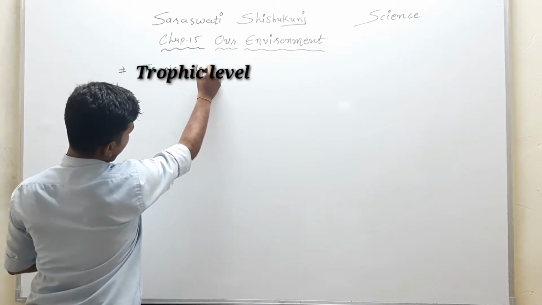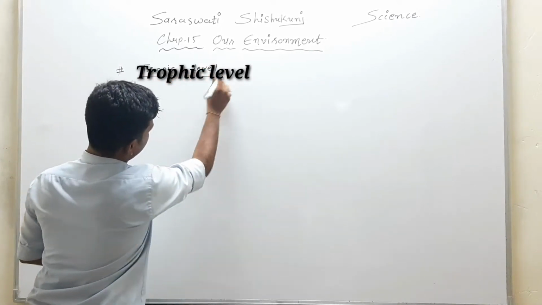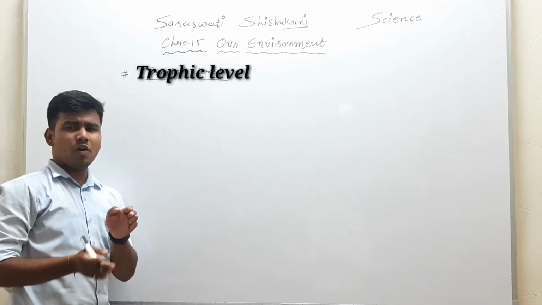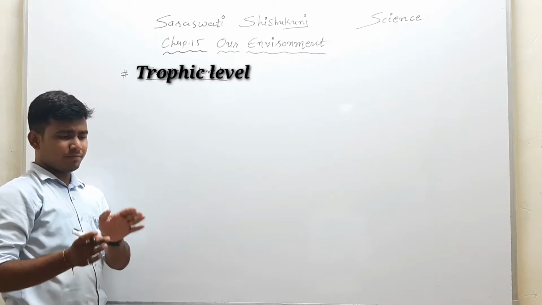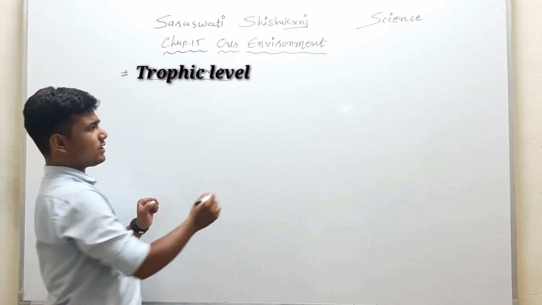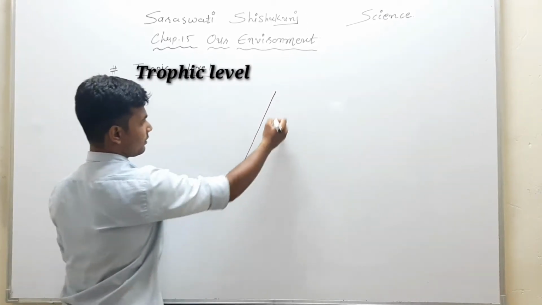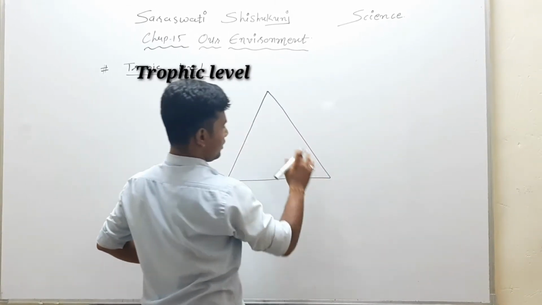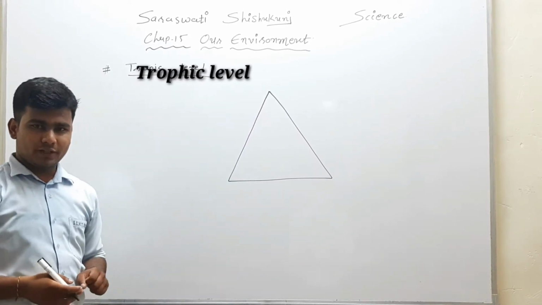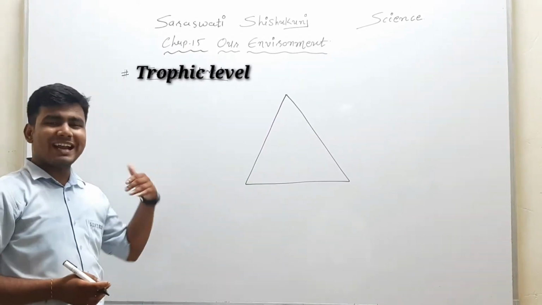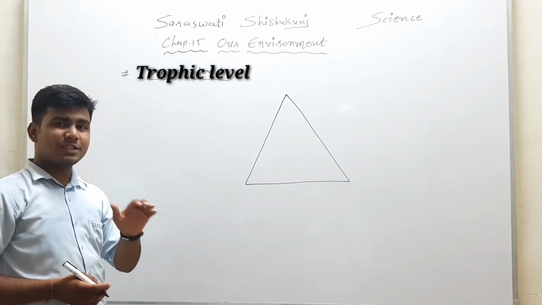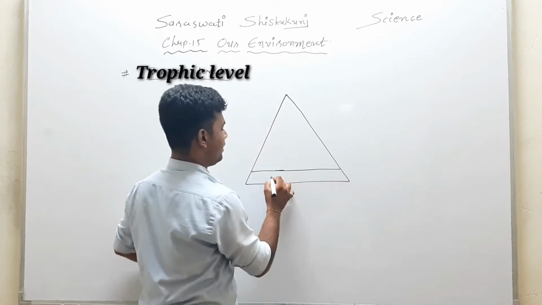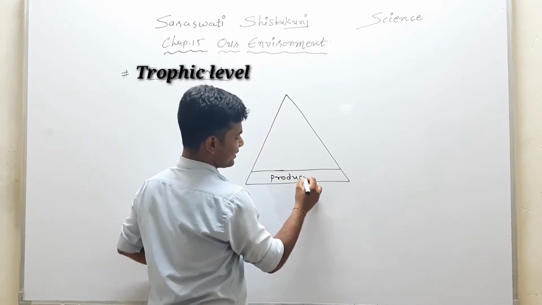Trophic level. So, what is trophic level? As we all know, the flow of energy moves from one stage to another. Let's try to understand it with one diagram. If we talk about a food chain, as we know, from the sun's energy, producers, means plants, gain their food. So that is our first trophic level. You can say that it's our first trophic level. In that we will have producers.